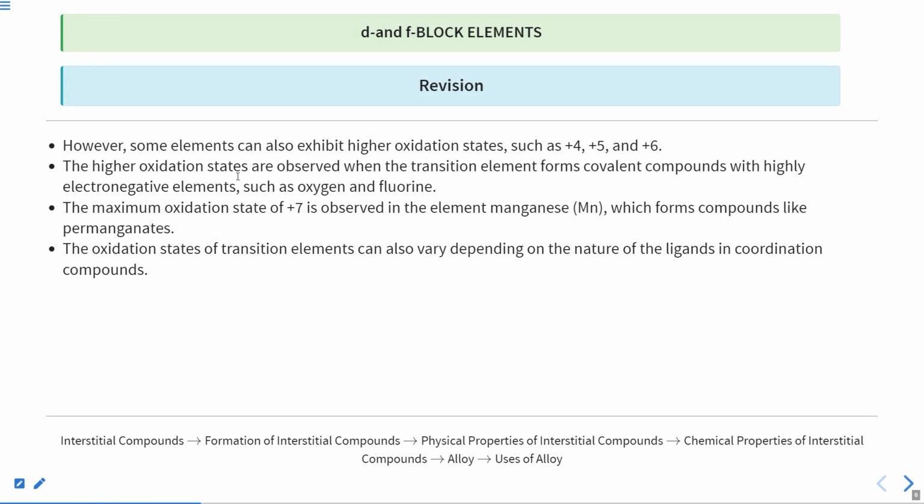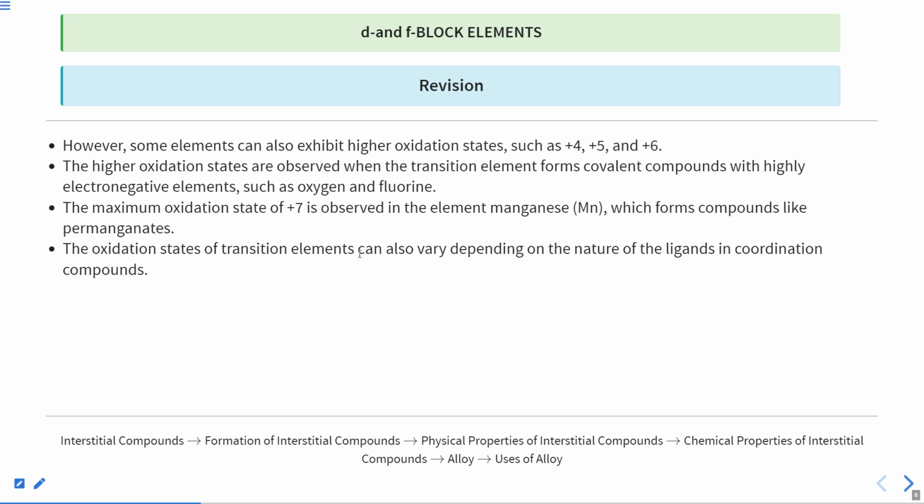We have said that they can show +4, +5, and +6. So we'll see some examples of it. For example, a +7 oxidation state is observed in the case of manganese. Due to this reason, it can form compounds like permanganate, that is KMnO4. The higher oxidation states are observed when the transition element forms covalent compounds with highly electronic elements such as oxygen and fluorine, right? So the higher oxidation state is possible if the transition element is forming covalent compounds, especially with oxygen and fluorine.